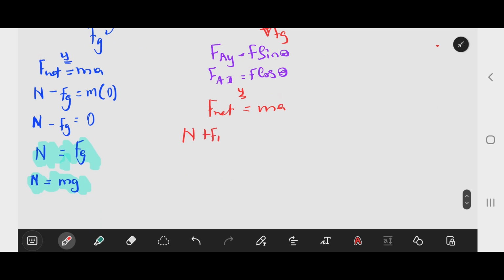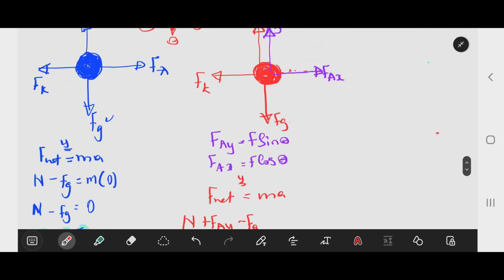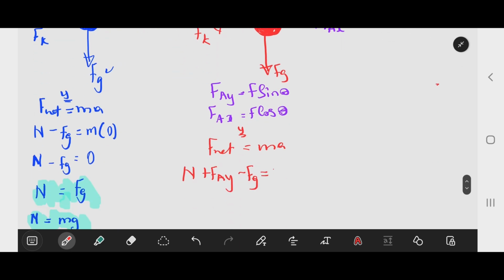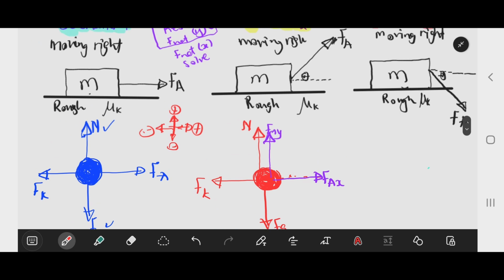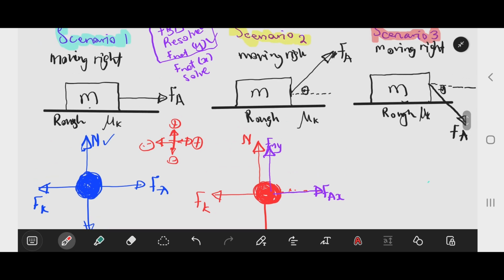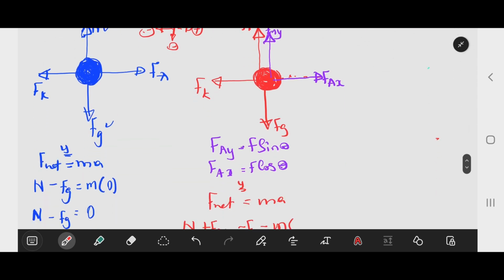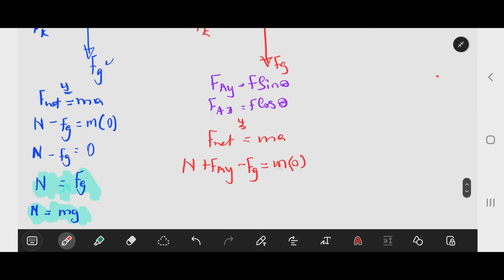So plus Fay, which is positive, pointing upward, and we have Fg pointing downward, right? So this is equal to the mass of the object multiplied by acceleration. But this object is not moving in the y direction, so it means acceleration in the y direction is equal to 0. So that would be 0, and normal force plus Fay minus Fg is equal to 0.